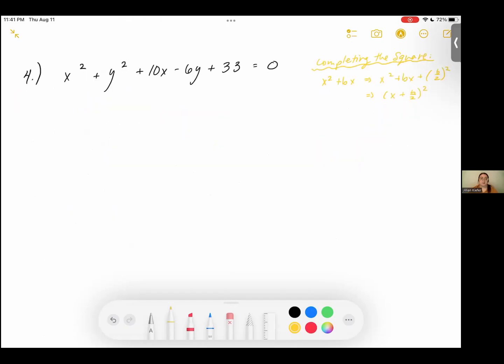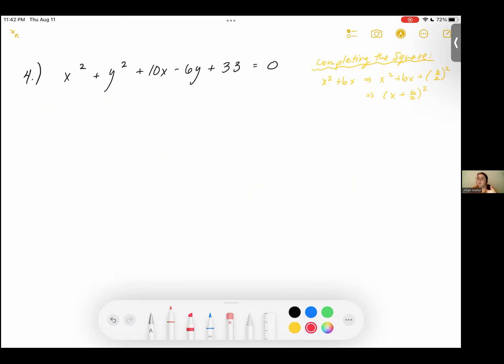All right, so here is our example, example 4. We have x² + y² + 10x − 6y + 33 = 0. And we have off to the side here completing the square and how to do it really. So we want to make sure we identify some things.